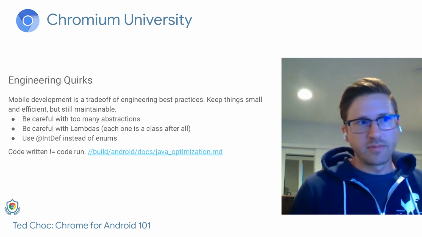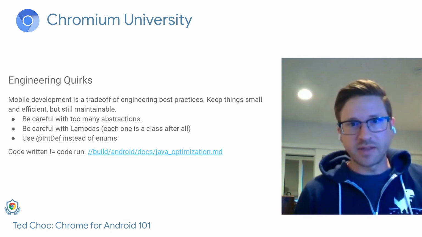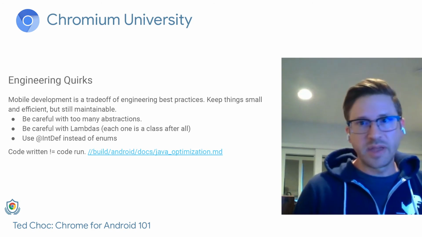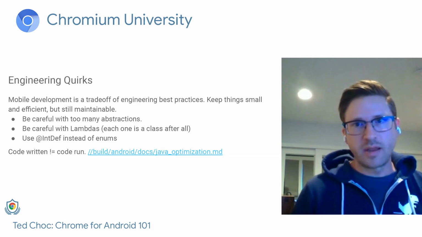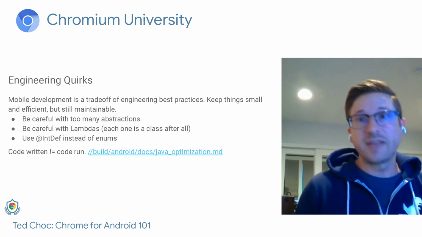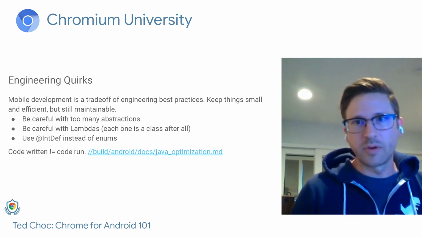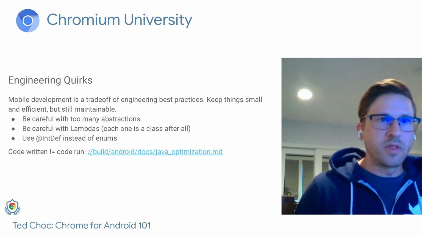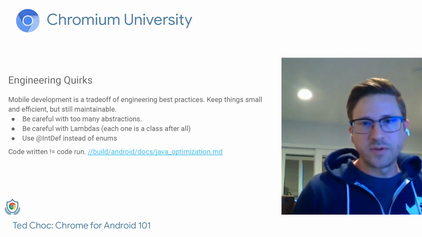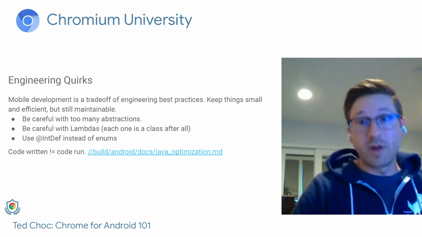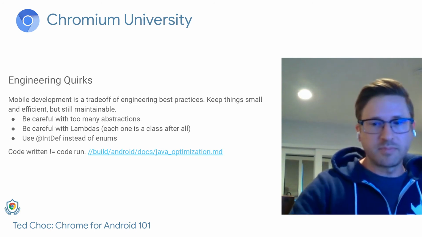And finally, code written is not the code that is run. While I do say be careful with abstractions and things like that, we run a bunch of this through Java optimization that inlines a bunch of things, combines methods and classes where it can, so it gets as small as possible. It can't do everything, which is why we can't rely on it alone to make up for everything that we could be doing differently. That markdown file is very useful. It tells you how to figure out what line of code became what line of code in the final binary and how you can test that.